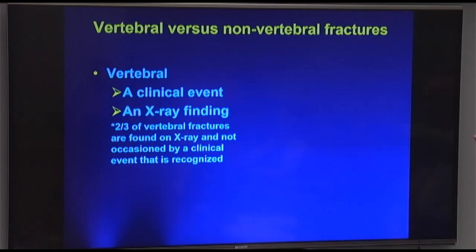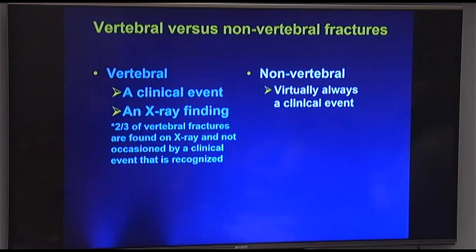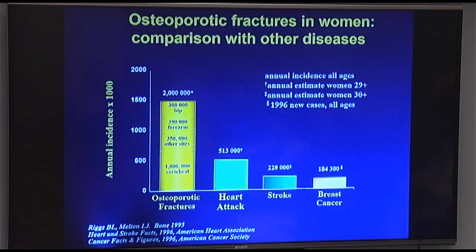So we have the clinical event, we have the X-ray finding, and I mentioned just a moment ago that 2/3 of these events are not events as such, but they're discovered incidentally by the X-ray. Now, to contrast the vertebral fracture is the non-vertebral fracture. And the non-vertebral fracture is almost always a clinical event. Can you imagine breaking your hip and not knowing you broke your hip? Or breaking your ankle or your wrist? Most of the time, if not all of the time, a non-vertebral fracture is a clinical event.